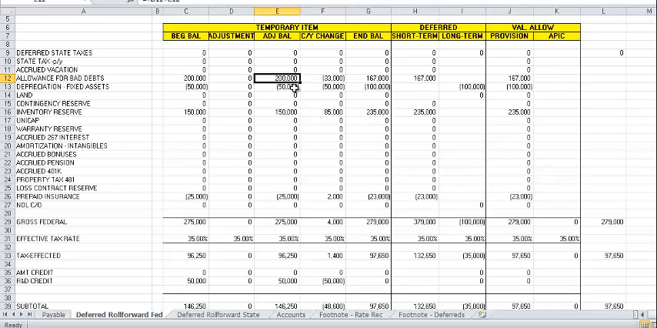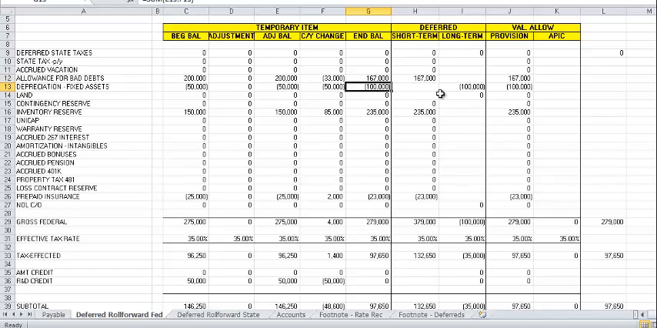I inputted my prior year balance. My change, I inputted on the payable tab, but it's flowing to this deferred schedule, and it's causing that deferred to now reflect my 12/31/12 ending balance, which is exactly what I want to have happen, right? I want to say that at the end of the year, that is my future deductible difference.